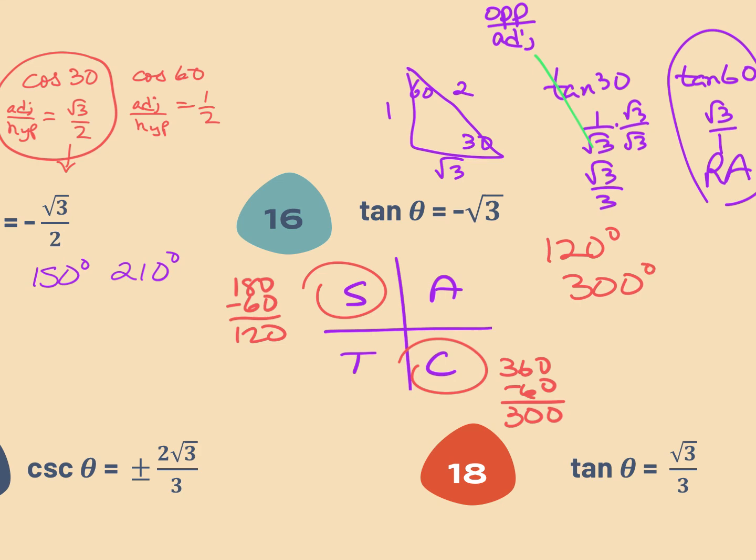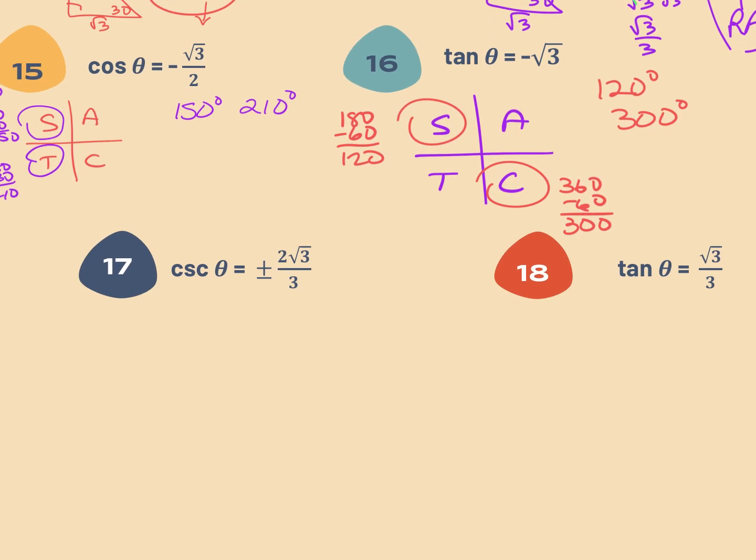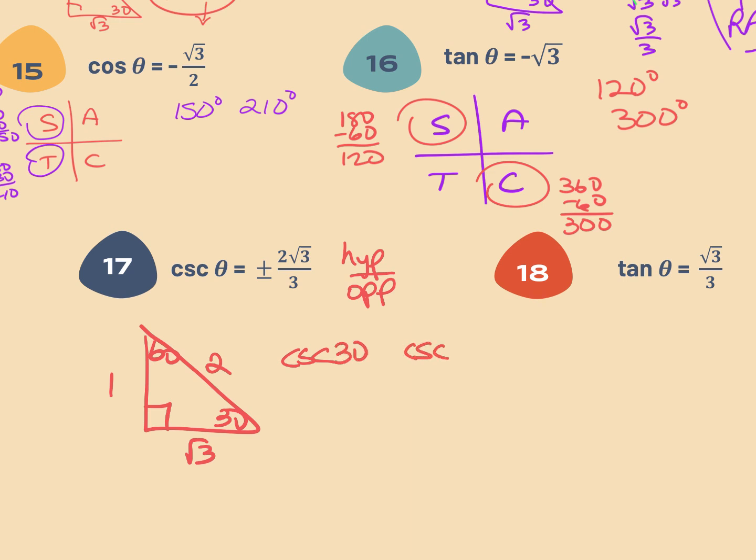Two more, still doing the exact same thing. Cosecant this time. Remember cosecant is hypotenuse over opposite. Again, I got a root 3, 30, 60, 90 again. This is root 3, 1, 2. Again, I'm going to do cosecant of the 30, and then cosecant of the 60 to see which one gives me that answer. Notice it's plus minus. So this is going to tell me the answers to all four.